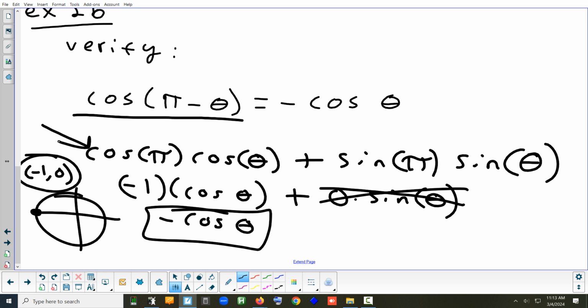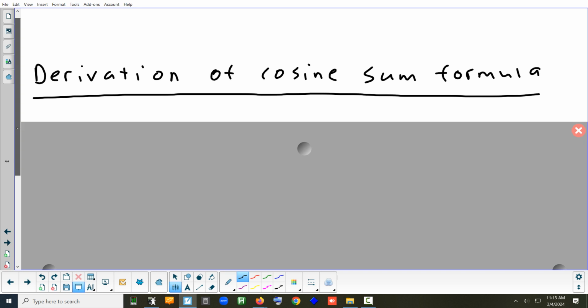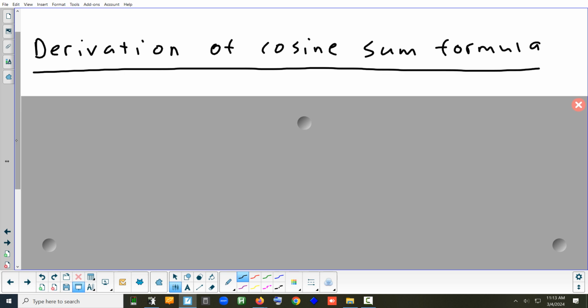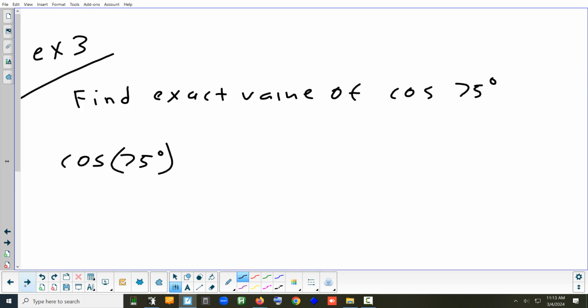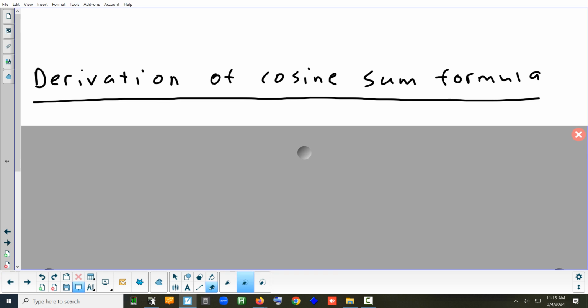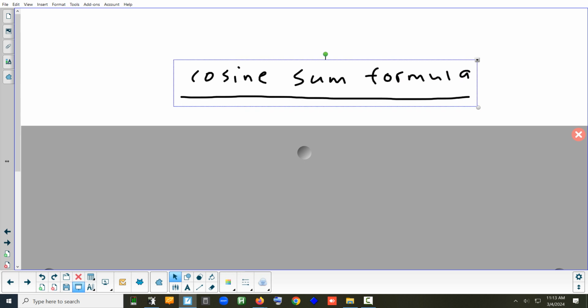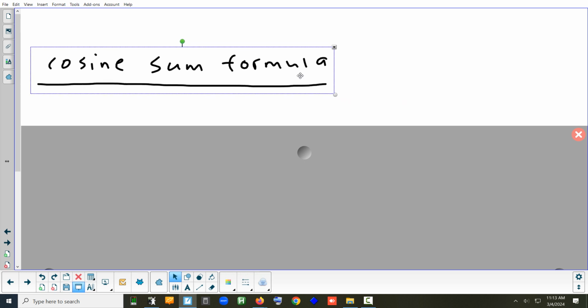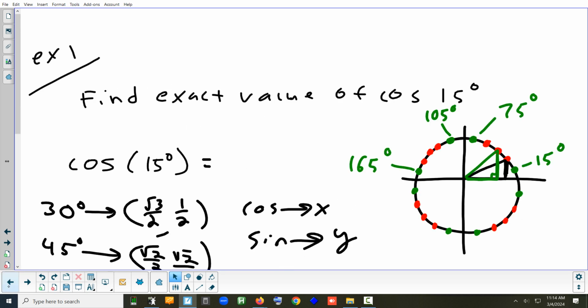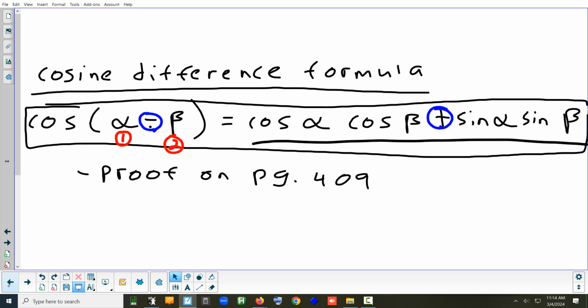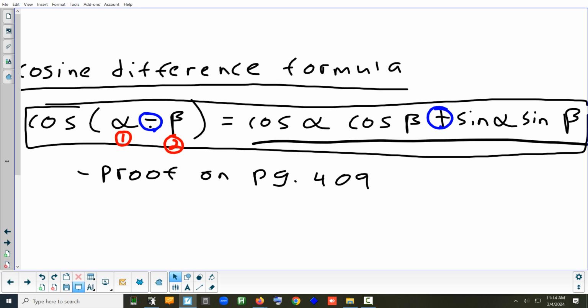Okay, so that's the difference. Let's look at the sum formula. I'm just going to show you what it is. I'm not going to go through the derivation of it. I just want to think about what it would be based on the formula we just did. So here's your cosine difference. There's only one thing that's going to change on the right side to make it a sum. Anybody have a guess what's going to change on the right side?